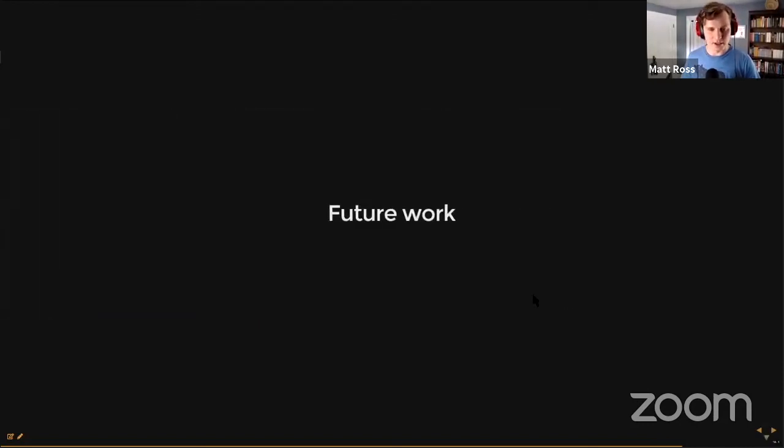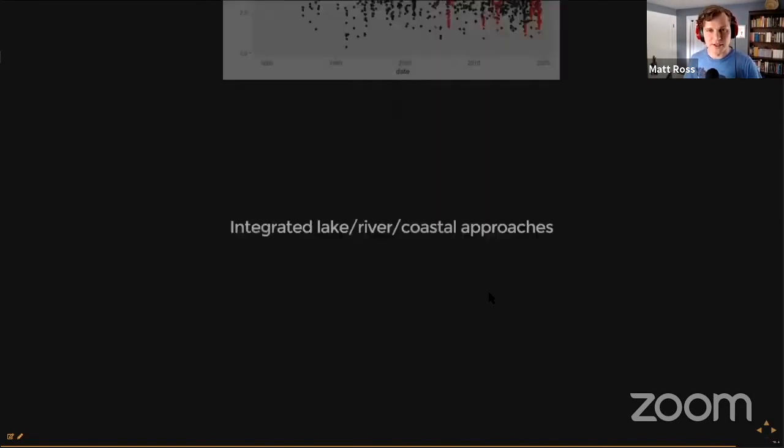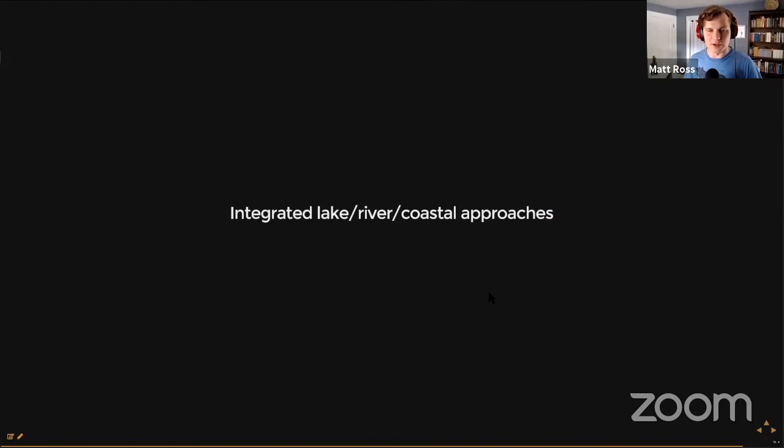And I'm gonna say future work real quick. We know we're gonna use KGML, PGDL. We're trying to do some transfer learning. This in red is in situ observations of Secchi disk depth in a lake in Honduras based on predictions from our national US model, subsetted to lakes that have similar color. And we're sort of trying to do this. I think I'm gonna try to talk to Jared about how to do it more intelligently. And yeah, we want to integrate lake, river, and coastal approaches. And I'll just sort of stop there.